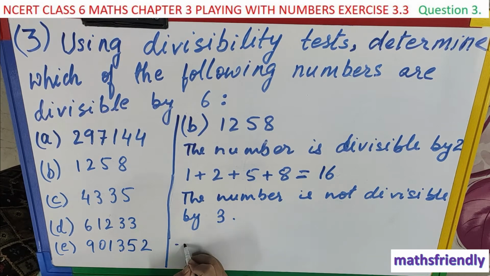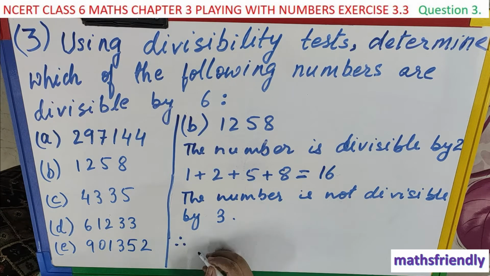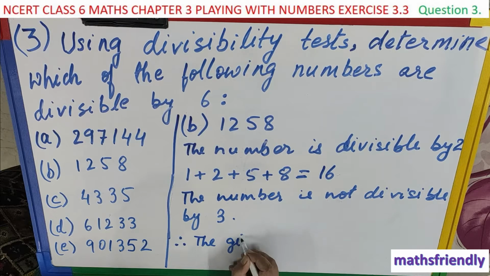So we will write therefore. This symbol is the therefore symbol: 2 dots down and 1 dot above these 2 dots in the middle. Okay, so this symbol means therefore. In mathematics we use this symbol. So therefore the given number is not divisible by 6.